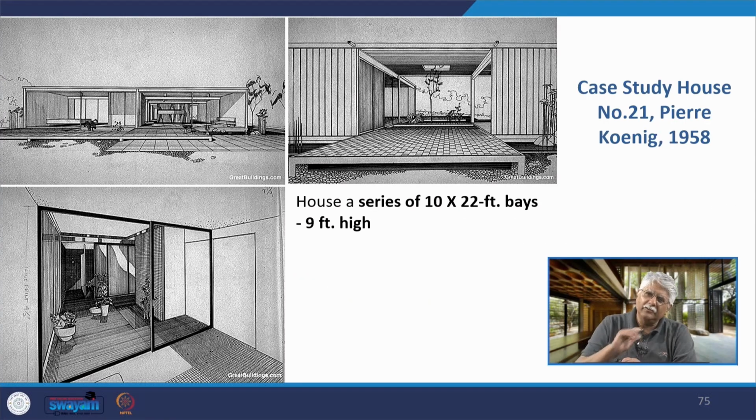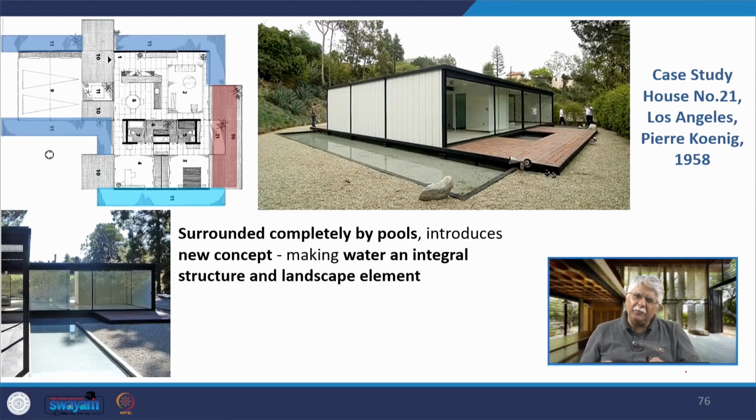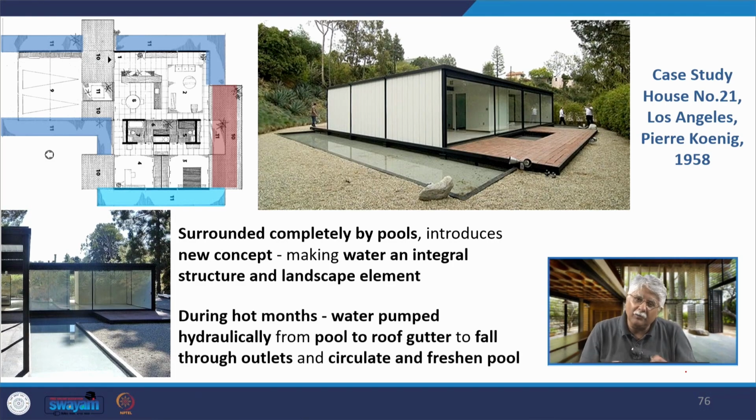The entire house is a series of 10 by 22 feet bays which are 9 feet high. This is how each frame has been put together, and the frames are fabricated and delivered on site in one piece and then assembled. Another important aspect of the house is that it is completely surrounded by pools of water, which introduces a completely new concept in making water an integral part of both the structure and the landscape. During the hot months, the water is pumped hydraulically from the pools to a roof gutter. From the roof gutter through outlets, it falls back again, it is circulated and it freshens the pools again.